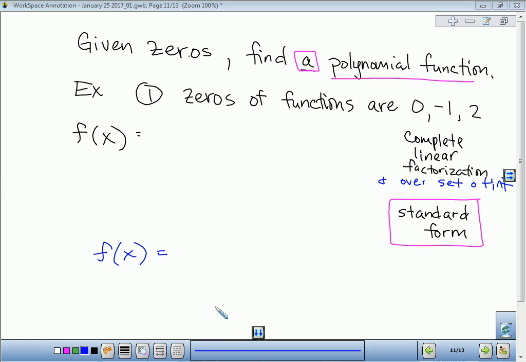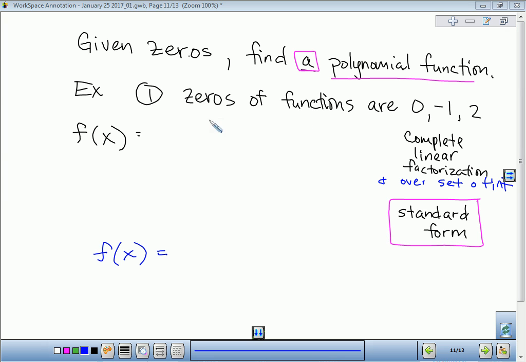Okay, so today's lesson is kind of the inverse of yesterday's. We're going to undo it. Today I'm going to give you zeros, and you're going to find a polynomial function. Now, it's not the only one, because we could vertically stretch or compress this and have multiple polynomial functions. We could have multiplicity at the roots and have multiple polynomial functions. So we're just going to come up with one that works.